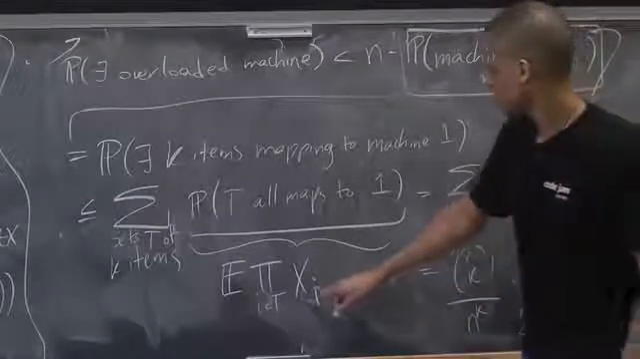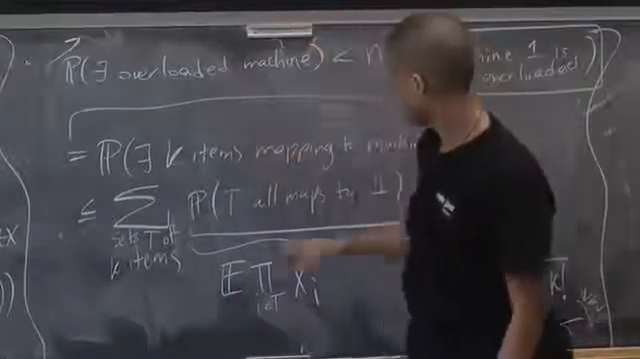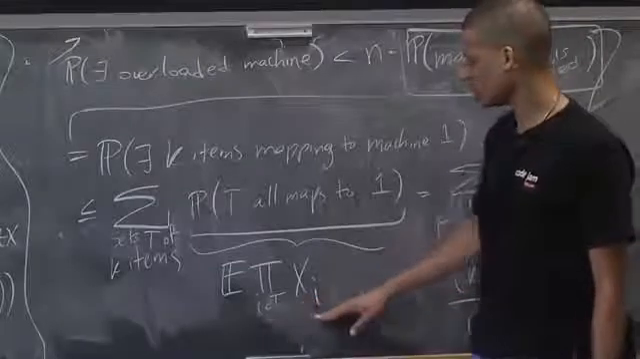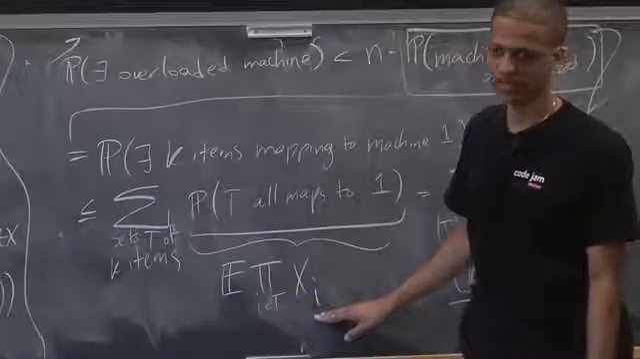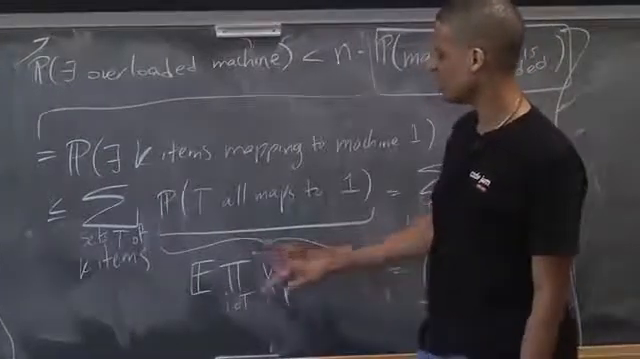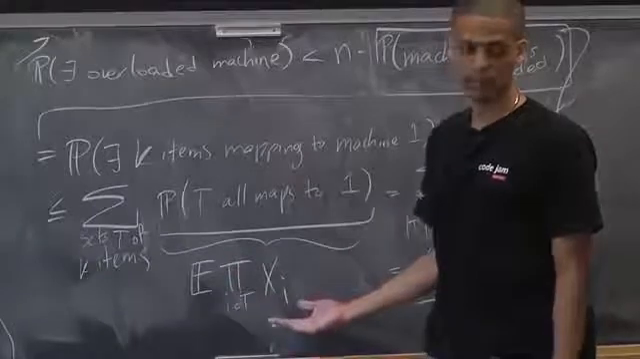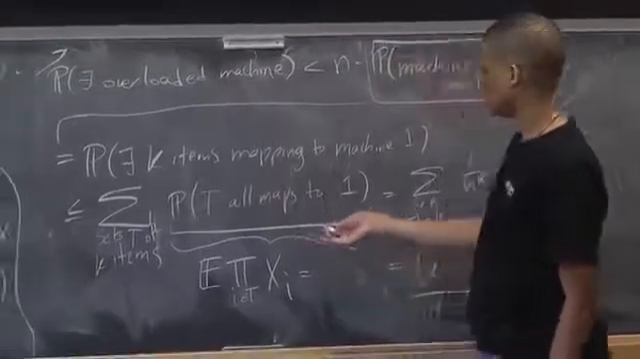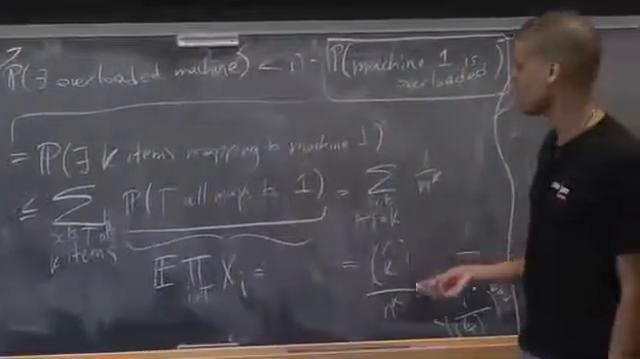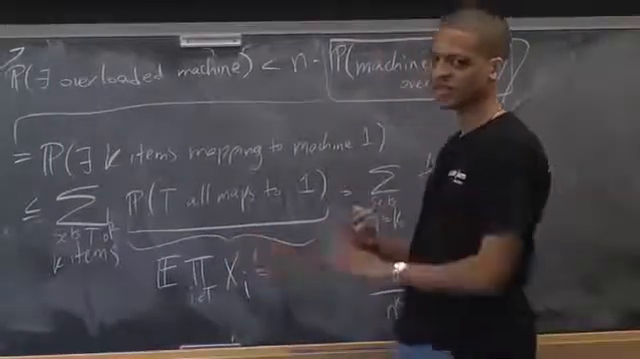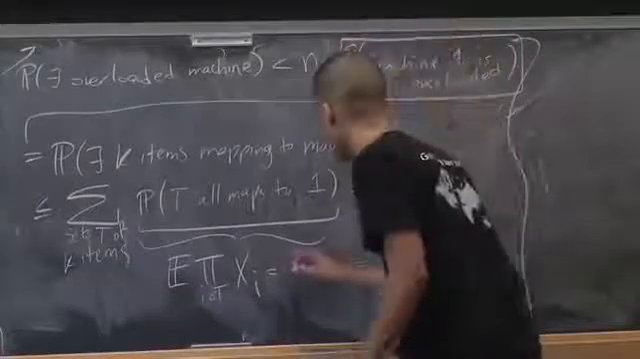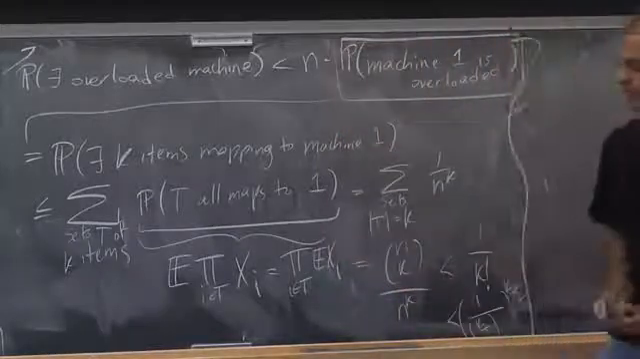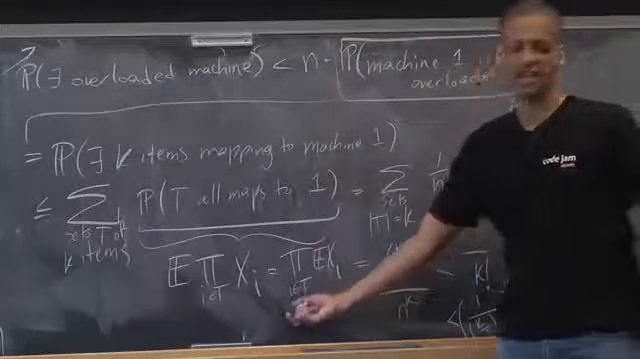Xi is 1, so let's say here machine 1. xi is 1 if item i got hashed to machine 1. So this product is 1 only when all the items hash to 1. So the probability that this product is 1 is exactly the expectation of the product. And really what we used is that this thing is equal to, well, what did we say? We said it was 1 over n to the k. Why did we say that? Because if these are independent, the expectation of the product is the same as the product of the expectations. This is equal to the product over i and t of the expectation of xi. This here was 1 over n, and then we got 1 over n to the k.